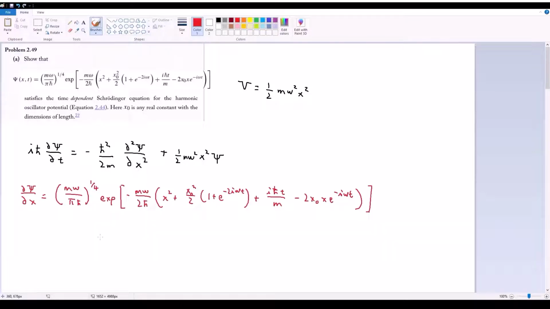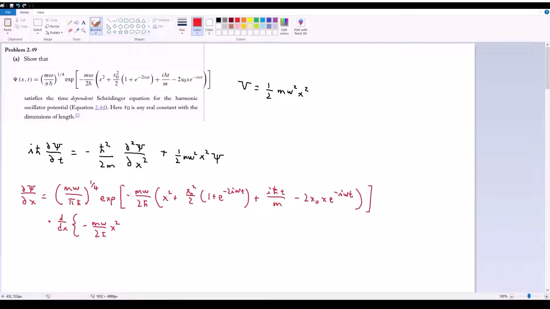So that's going to be multiplied by dx of negative m omega over 2h bar x squared plus, and just to make this a little bit faster, I'm going to ignore all of the terms that don't have x components to them, because once again, derivatives of constants are just 0. So this middle term is going to be minus m omega over 2h bar multiplied by x naught squared over 2 times 1 plus e to the negative 2i omega t. That derives to 0 based on x, so I'm going to ignore that term. Same thing with the i h bar t over m multiplied by negative m omega over 2h bar. There's no x here, so that goes to 0 as well.